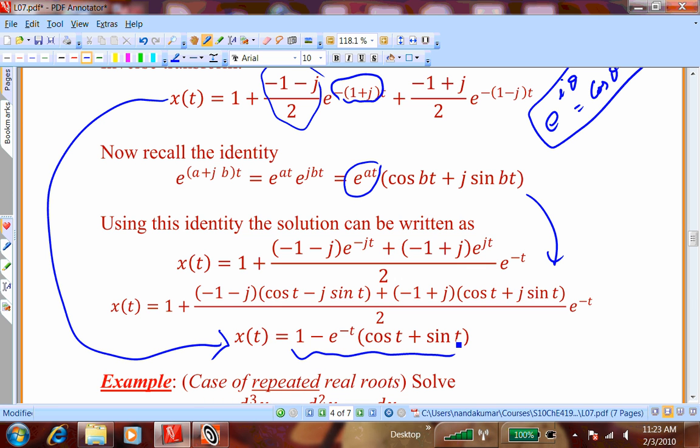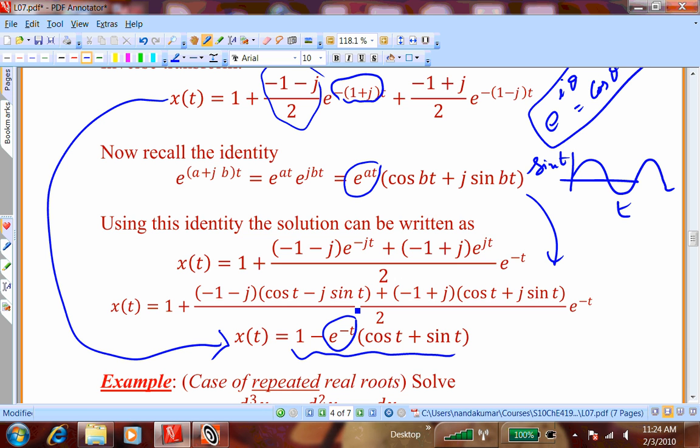But how does it go to 1? Does it go monotonically, or does it go in an oscillatory fashion? What does the sine function do? How does the sine function look? Sine of t versus t is going to be something like this, forever, right? It just oscillates back and forth. So here I have sine of t and cosine of t, so it's going to be some sort of oscillation. If I didn't add e to the power minus t, that oscillation would stay forever as t goes to infinity, because sine is bounded between minus 1 and plus 1, no matter how large t is.